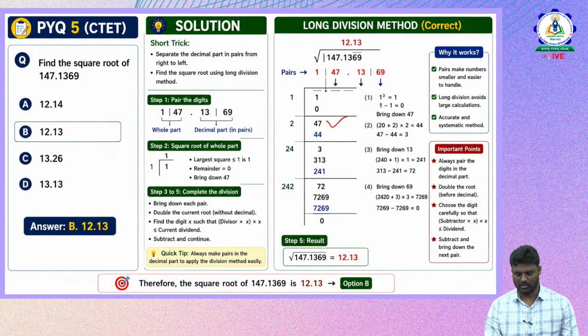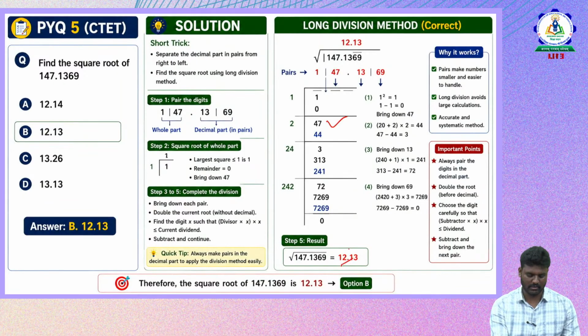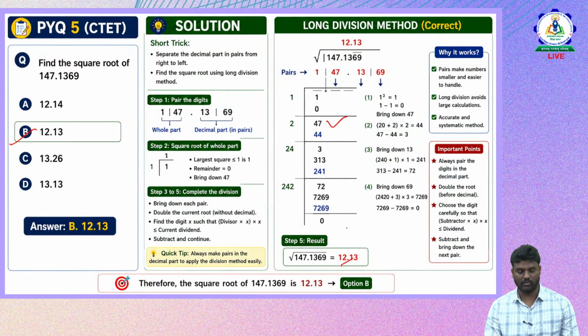Then we have to see which number is possible, nearest to 47 or equal to 47. Now if you see 24, there is a chance. So we get 12 point, and for this 12.13. So when you do the long division method, we will get the answer like 12.13. Therefore we say that the square root of 147.1369 is 12.13. So this is also one way of getting the answer.